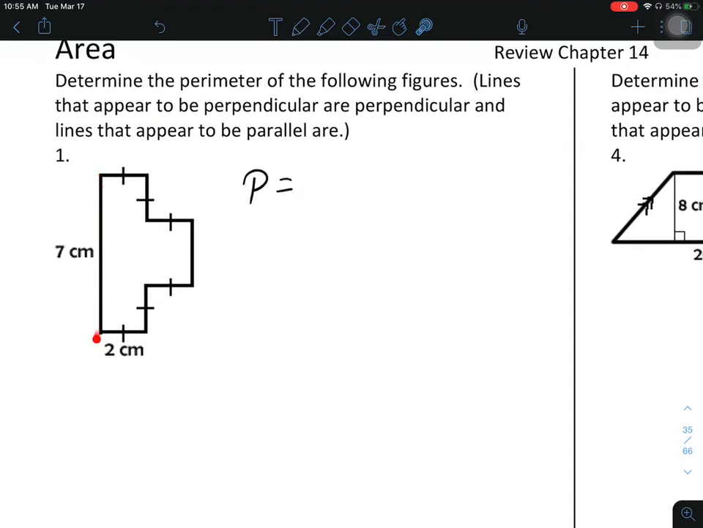So we have a side that's 7. We have a side that's 2, and we have 1, 2, 3, 4, 5, 6 of those. So we have 6 that are 2 in length. And then if this is 2 and this is 2, and this whole length is 7, that means that there's 3 left for this side here. So that's going to be 22 centimeters.